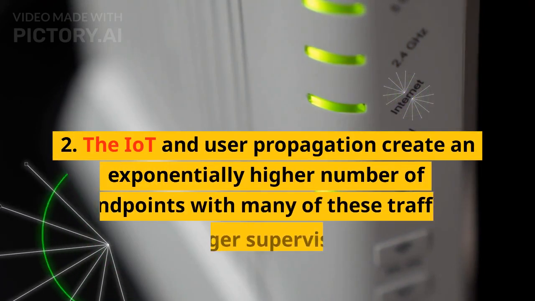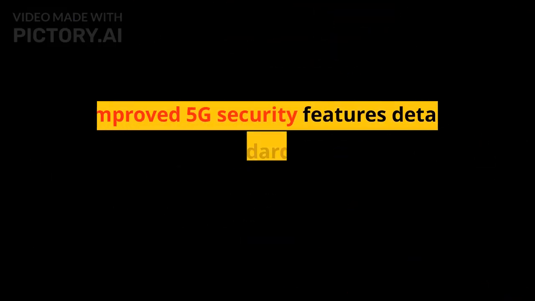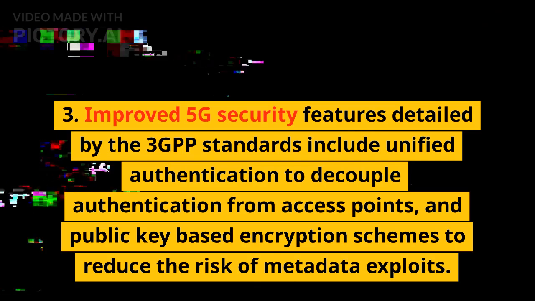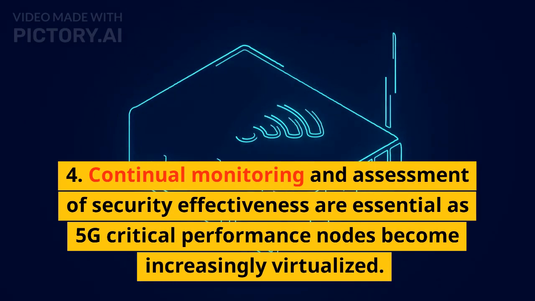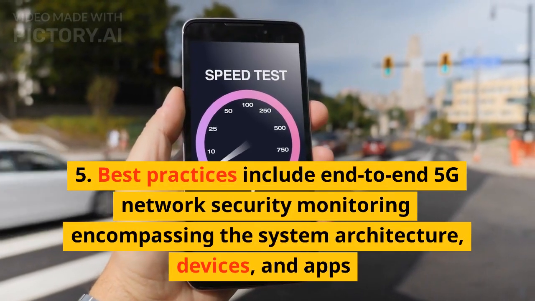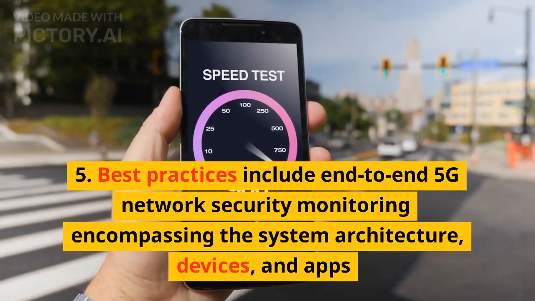2. The IoT and user propagation create an exponentially higher number of endpoints, with many of these traffic inputs no longer supervised by human hands. 3. Improved 5G security features detailed by the 3GPP standards include unified authentication to decouple authentication from access points, and public key-based encryption schemes to reduce the risk of metadata exploits. 4. Continual monitoring and assessment of security effectiveness are essential as 5G critical performance nodes become increasingly virtualized. 5. Best practices include end-to-end 5G network security monitoring encompassing the system architecture, devices, and apps.